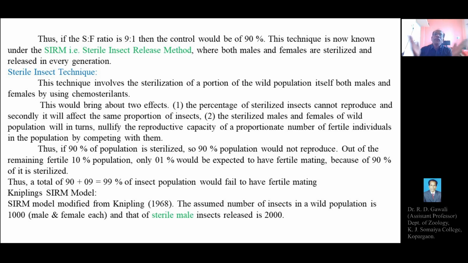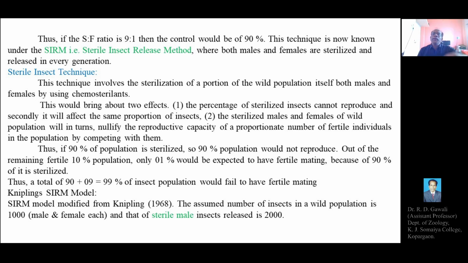So this will be very much useful in the reduction of pest population due to the release of sterile males or females in a fertile population or in a wild population. Thus, a total of 90 plus 9, that is 99% of the insect population, would fail to have fertile mating.